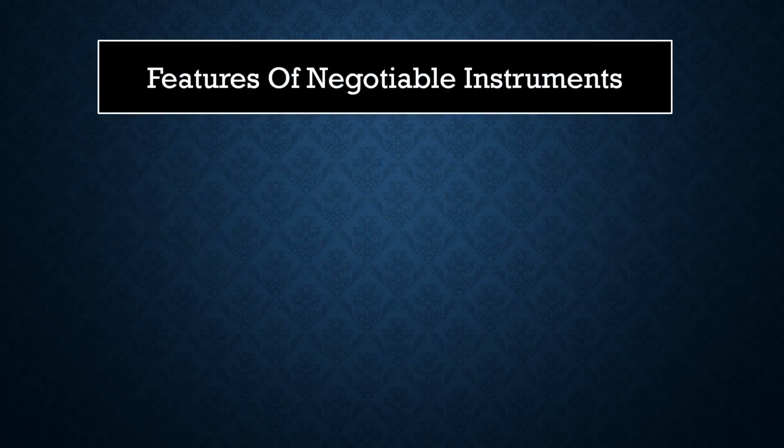Now we will see the basic features of negotiable instruments. The first one is transferability. This means the bearer can easily transfer the negotiable instrument either by mere delivery or by endorsement and delivery. First, you should know that there are two types of negotiable instruments. The first one is bearer document. The second one is order document.